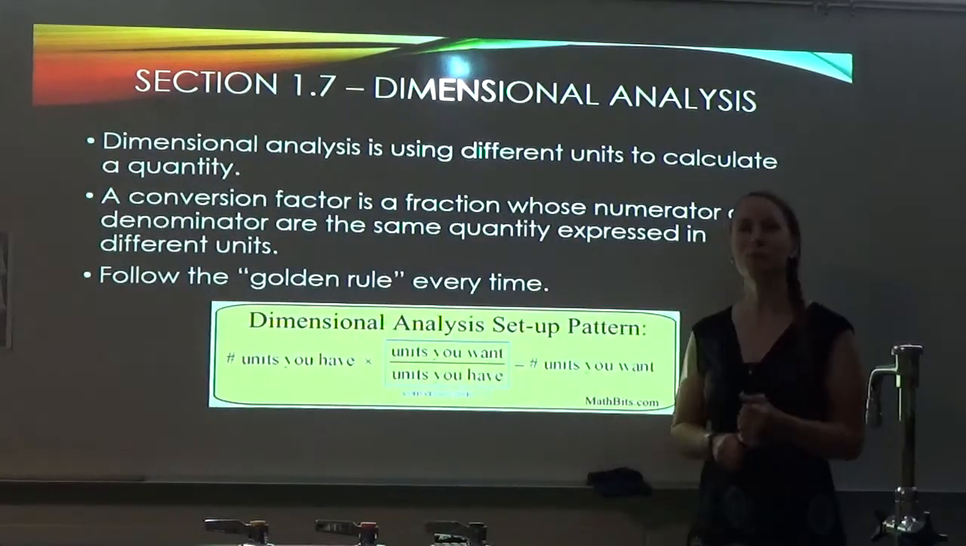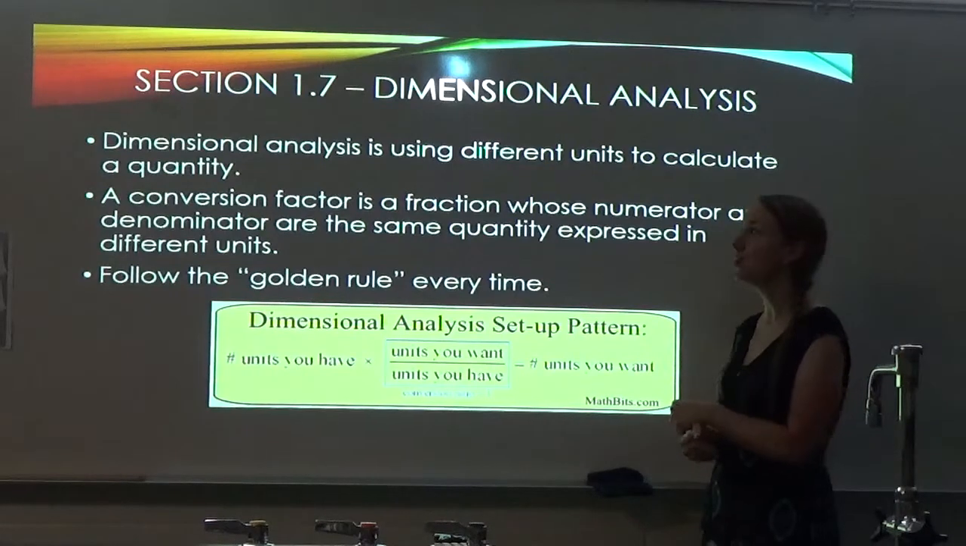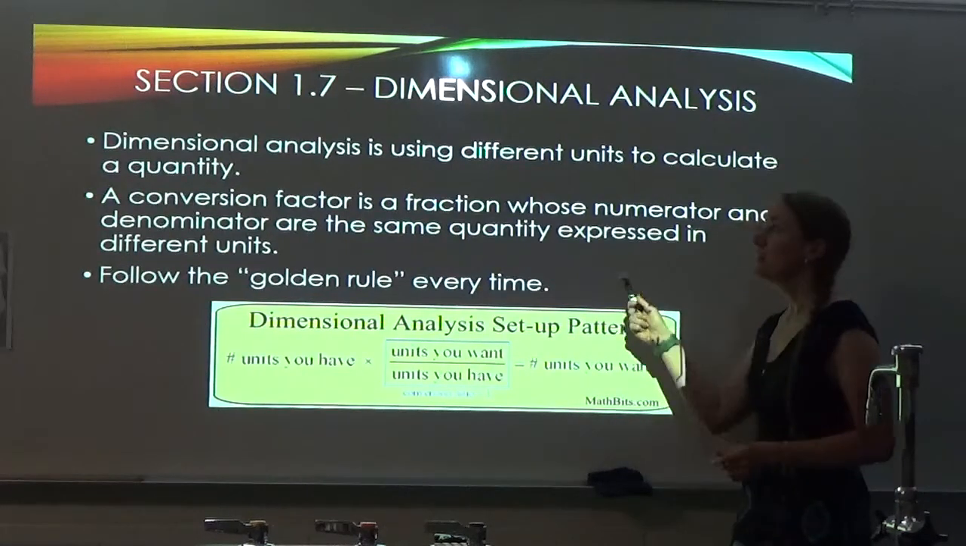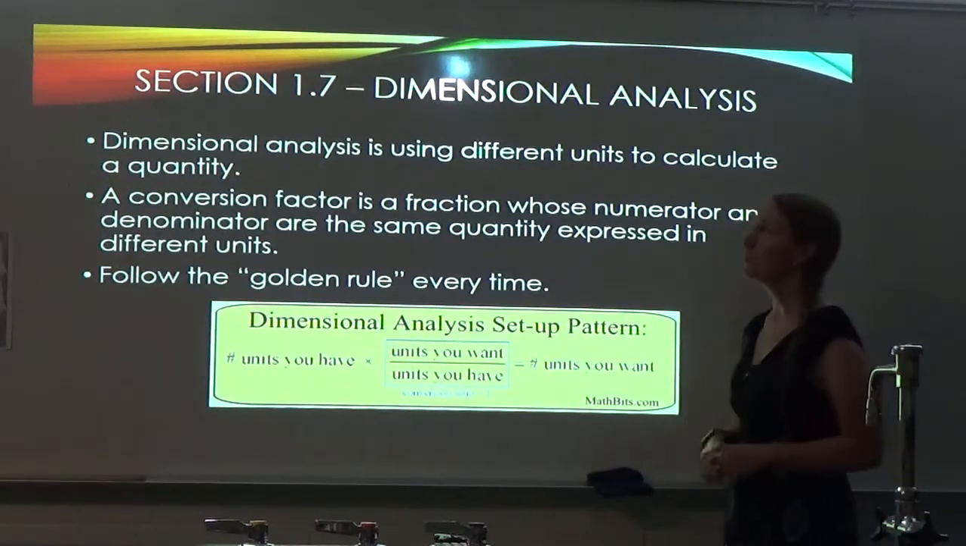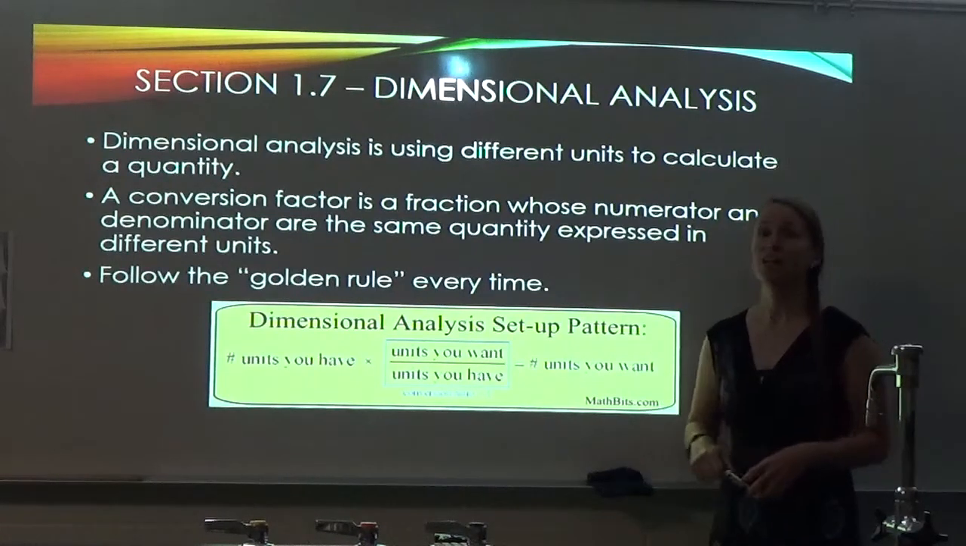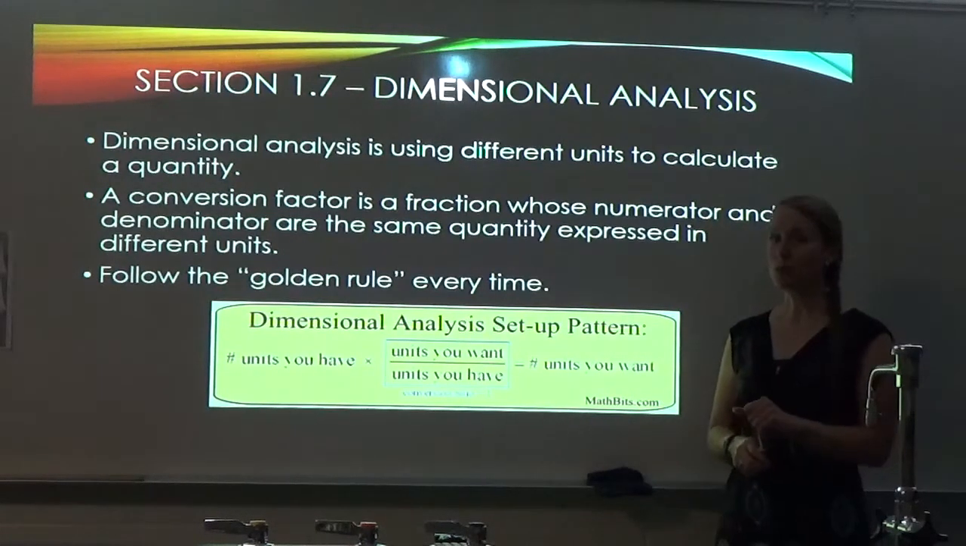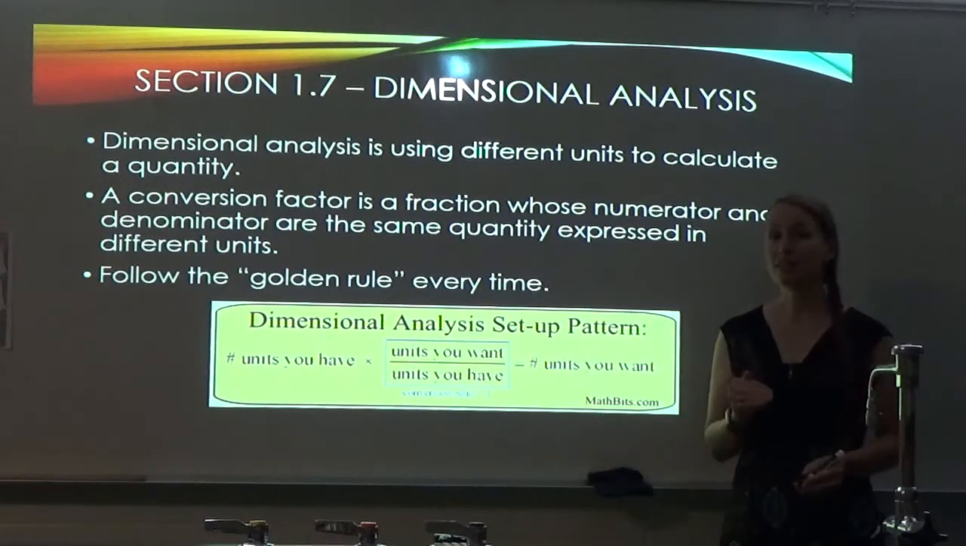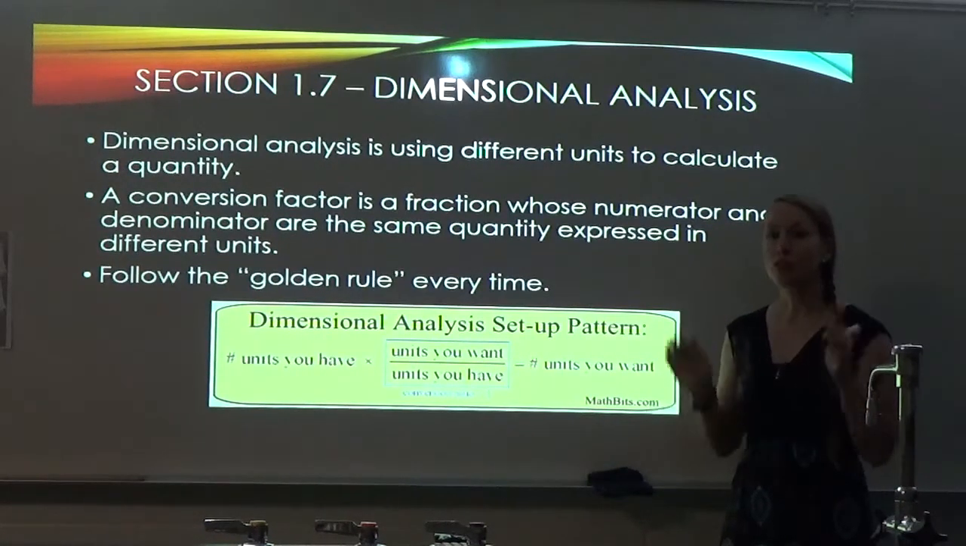AP Chemistry Chapter 1 video part 4. So we are going to do section 1.7, which is dimensional analysis. Many of you had a little bit of a struggle with dimensional analysis in Honors Chem, and you've got to get this under control. It is just unit conversion.